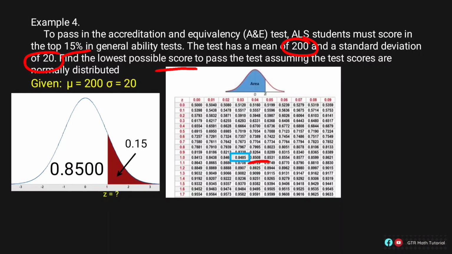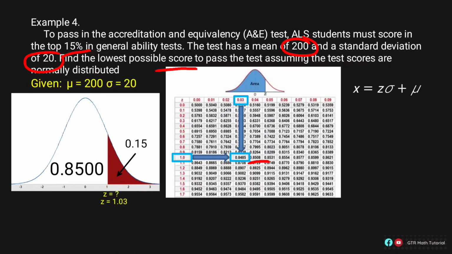Okay, so anong corresponding Z-score? Tingnan lang natin sa leftmost and then sa topmost yung score natin. So, we have 1.0 and then sa taas 0.03. So therefore the corresponding Z-score is 1.03. So now find the value of X. Meron na tayong value ng mu, sigma, and Z. So now use this formula. X equals Z times sigma plus mu.